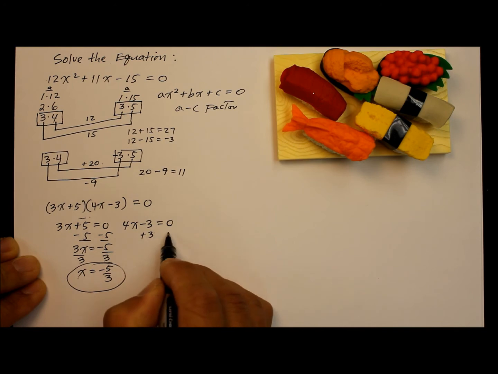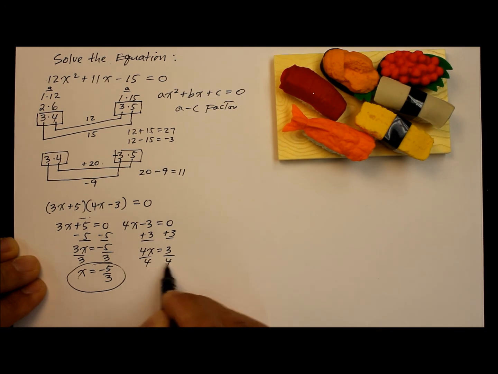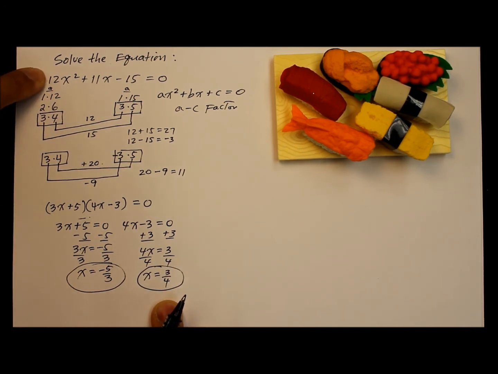And then here you solve for x by adding 3 to both sides of the equation. So you get 4x is equal to 3. Divide both sides by 4. So x is equal to 3/4. And there are my two solutions to this quadratic equation.